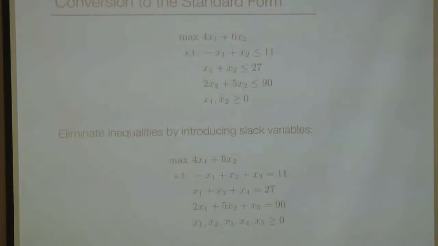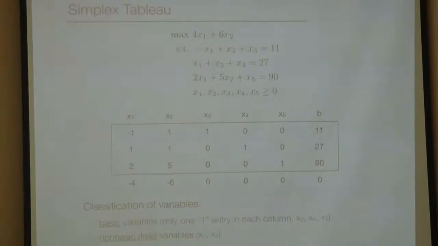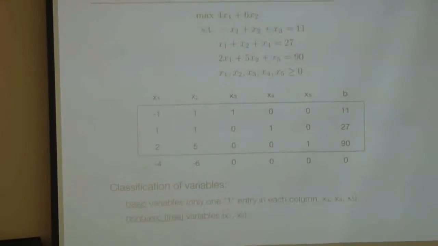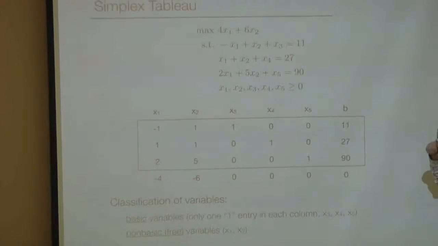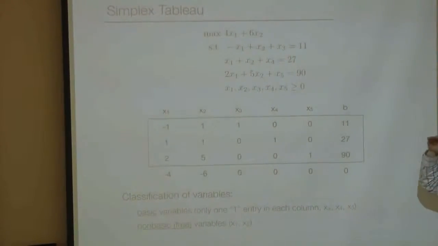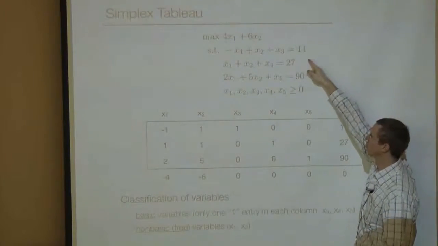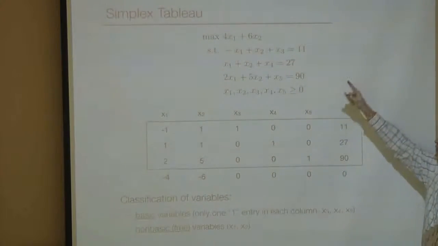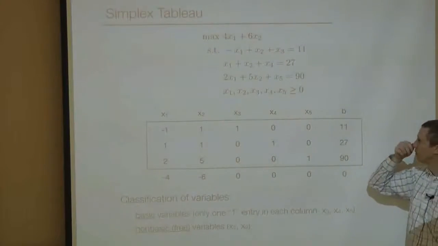Now, why are we doing that? Because now we are going to form something which is called the simplex tableau. A simplex tableau consists of individual rows. Each of those rows represents one of these equality constraints, and the final row represents the cost function. So let us see whether there is some relation.